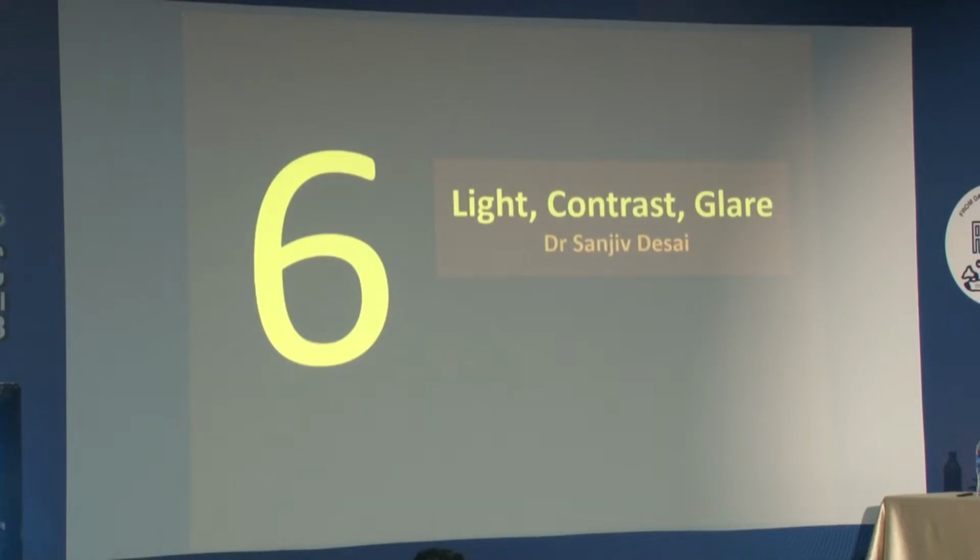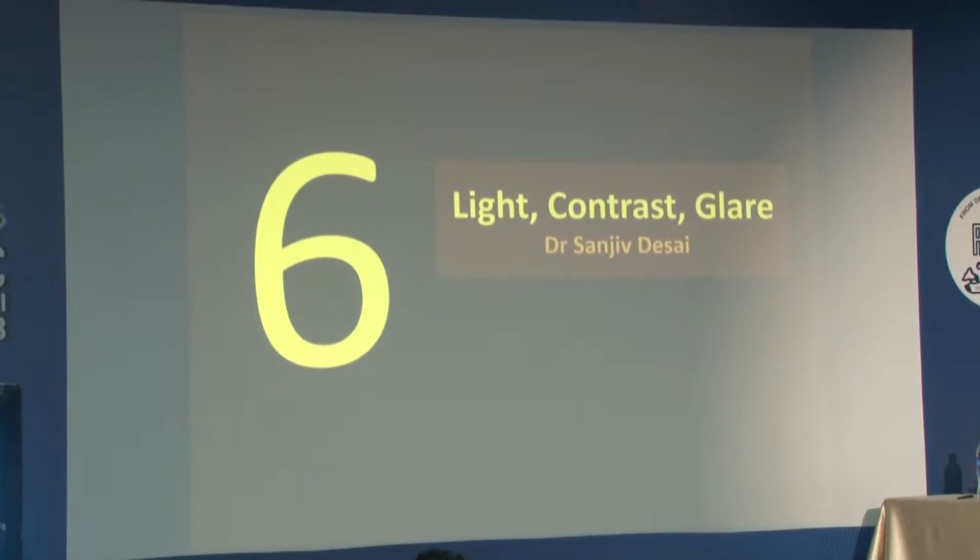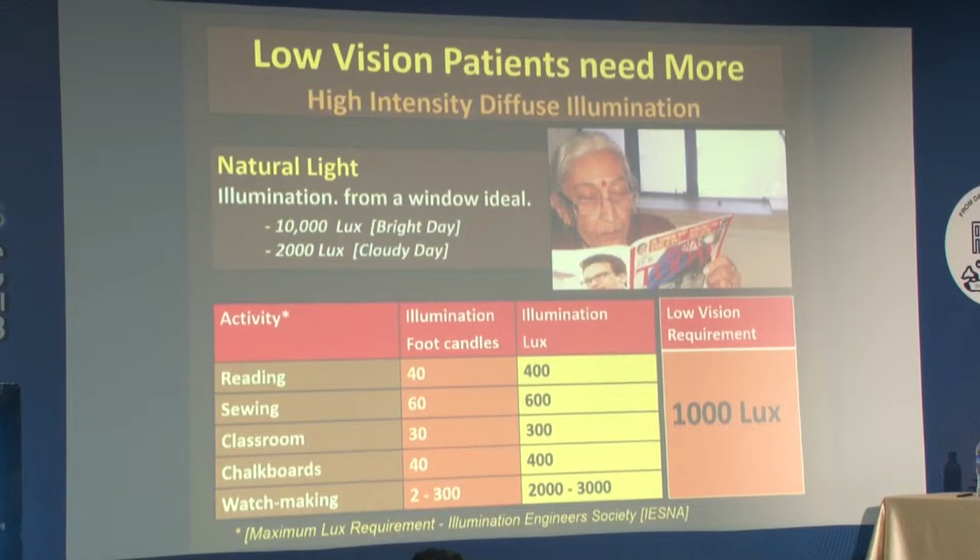6, which is about light, contrast, and glare, and how to manage it. So, everybody requires light to see. And you might have noticed, if you're presbyopic, or even if you have normal vision, if you're reading, if you increase the light in the room, you'll be able to read better, because that improves the contrast of what you're reading or seeing.